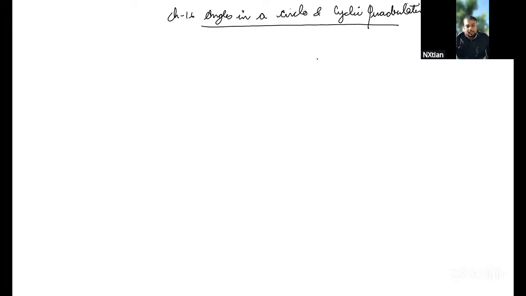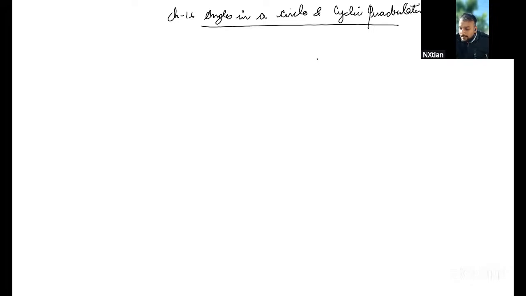So we'll start the chapter. Write the heading, chapter number 16, in your copy. Chapter number 16, angles in a circle and cyclic quadrilateral. Okay. So right now in this chapter, what are we going to learn? We are going to learn angles in a circle.